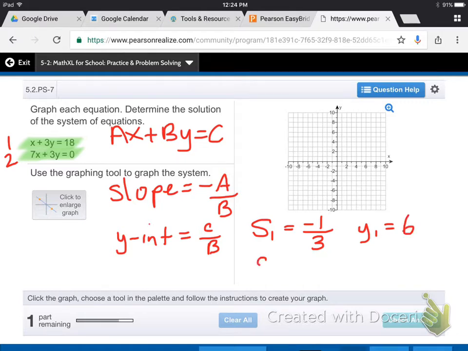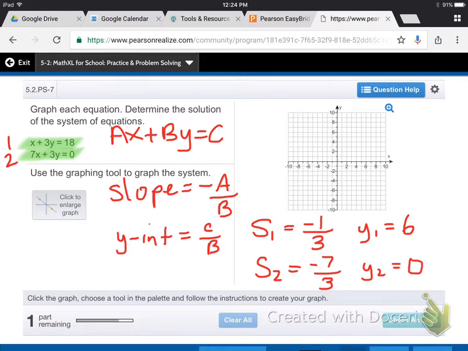Now let's do equation 2. The slope of equation 2 is negative a over b, which is negative 7 over 3. And the y-intercept of equation 2 is c over b. But c is 0, and 0 divided by anything is 0.